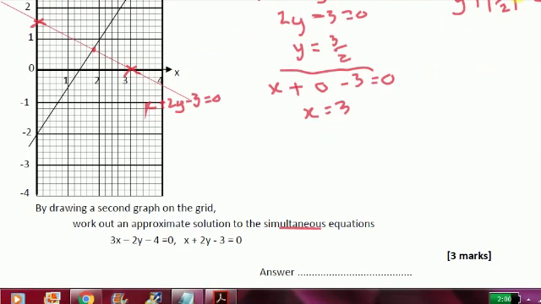I'll zoom in a bit to make it easier to read the scale. So the x value of that point is 1.8. And the y coordinate of that point going across is approximately 0.246. So my answer is that. Don't worry too much about the accuracy. It does say an approximate solution.